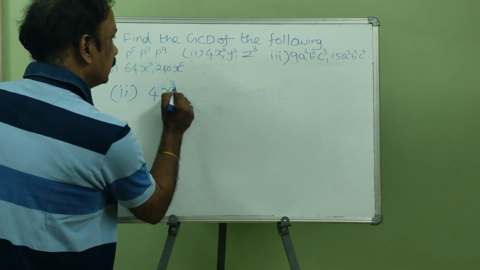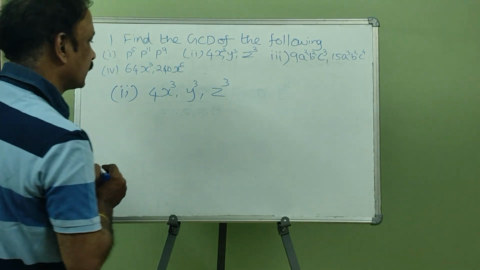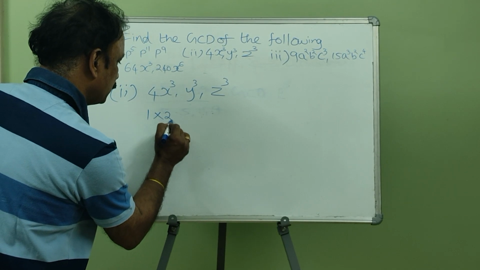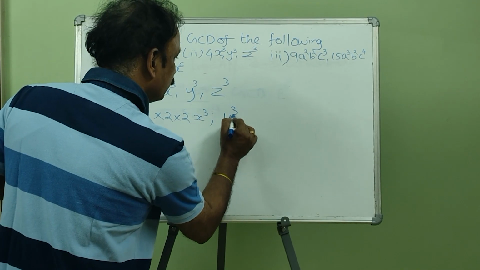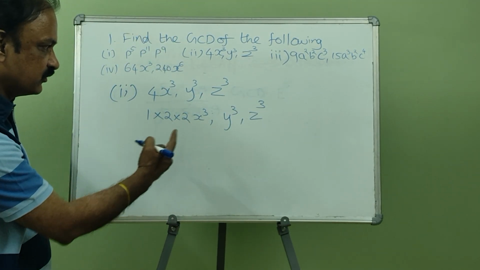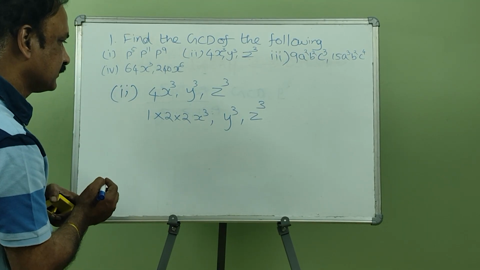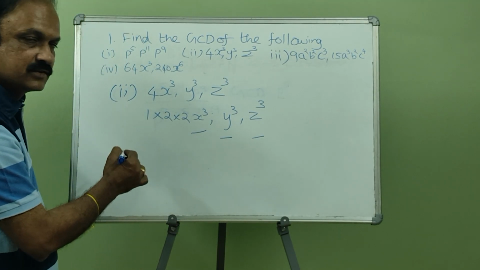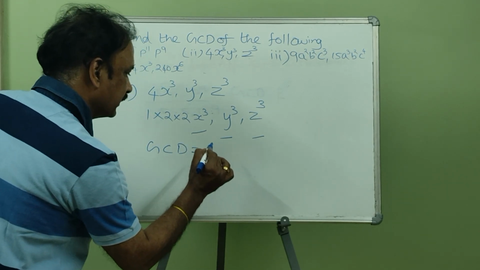4x cube, comma, y cube, comma, z cube. So if you look at this, 4 can be written as 1 into 2 into 2 into x cube, and this is y cube and this is z cube. But if you closely watch these three polynomials, you will see that there is nothing common between them. So is there anything common between x, y and z? There is nothing in common. So the GCD is 1.